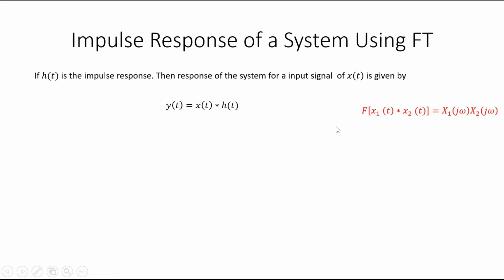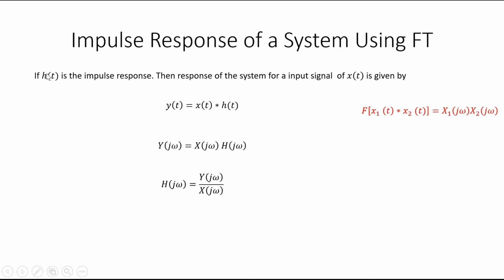Now we have the Fourier transform of convolution, x1 of t star x2 of t equal to x1 of j omega into x2 of j omega, the product of their Fourier transforms. This we discussed in the previous lecture. So by using this we can write the Fourier transform of this. The Fourier transform of x of t is x of j omega and the convolution becomes their product, x of j omega into h of j omega.